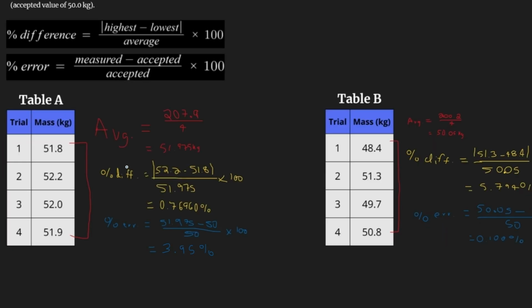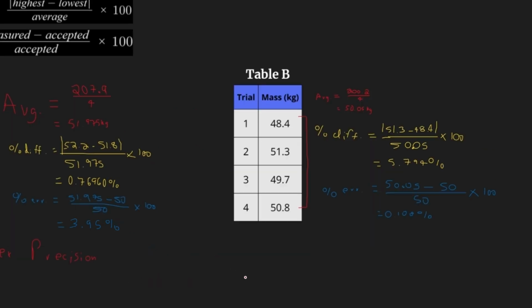And so from these calculations, we can determine that since the percent difference is lower on table A, then table A has the greater precision. However, if we look and compare the percent error of table A to the percent error of table B, we see that table B has the lower percent error, so it has the greater accuracy.